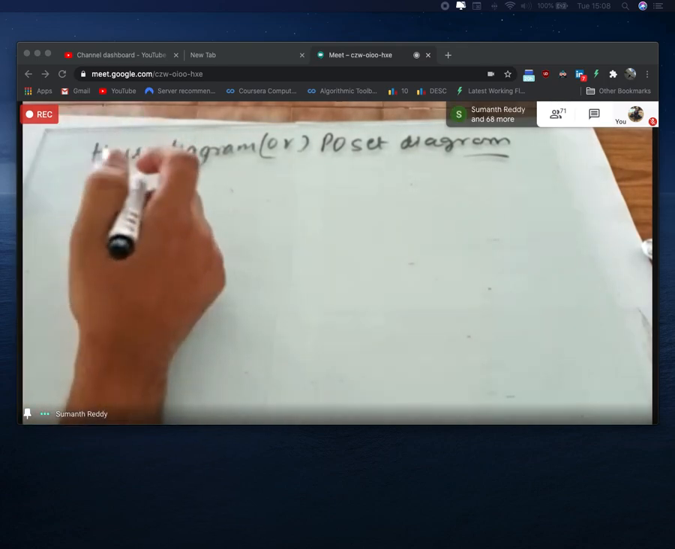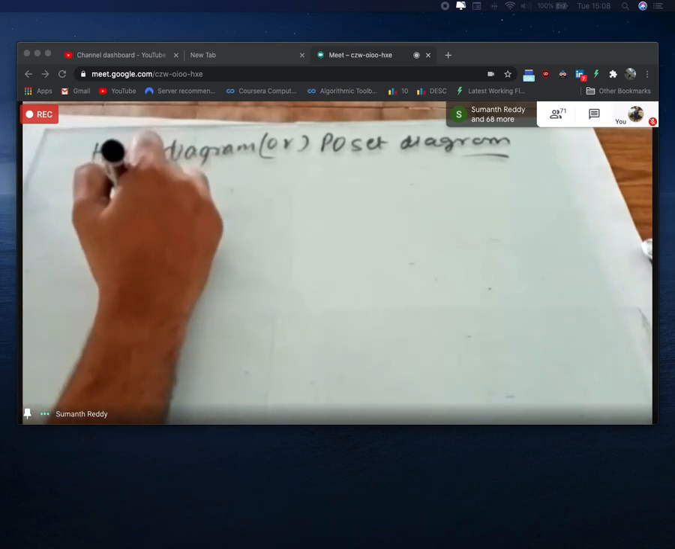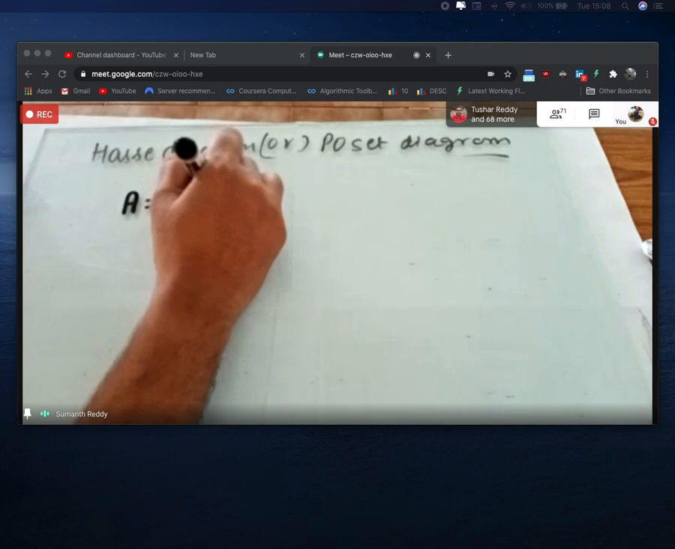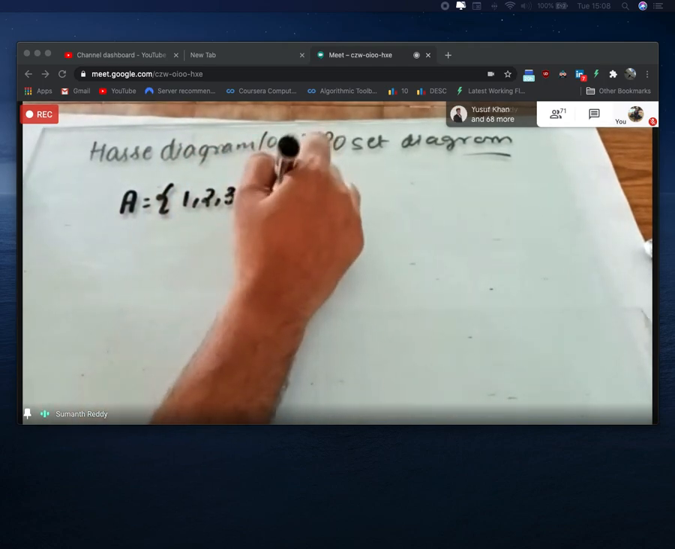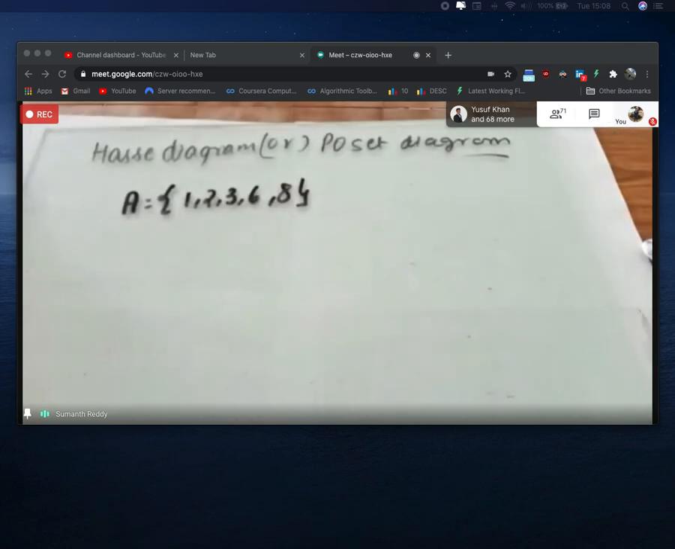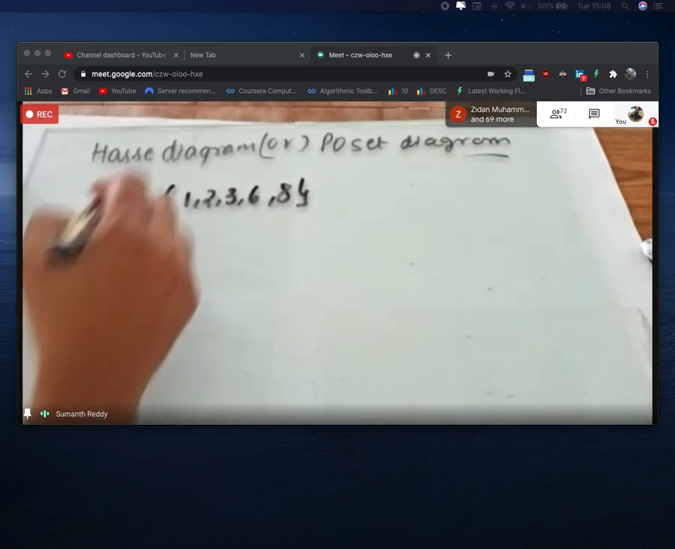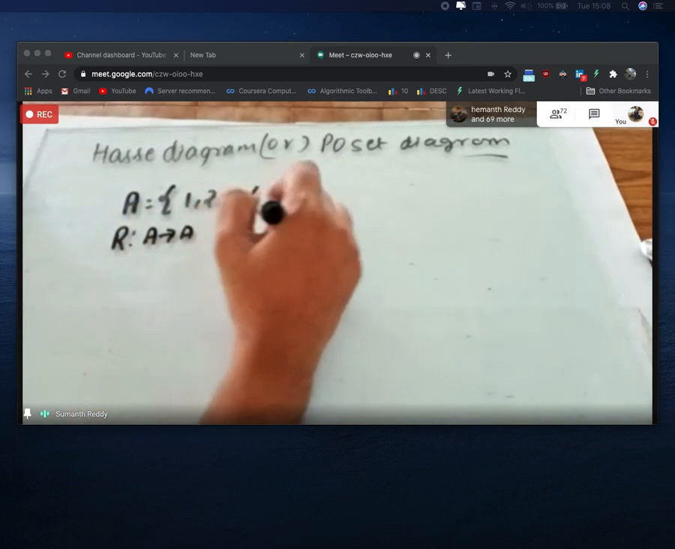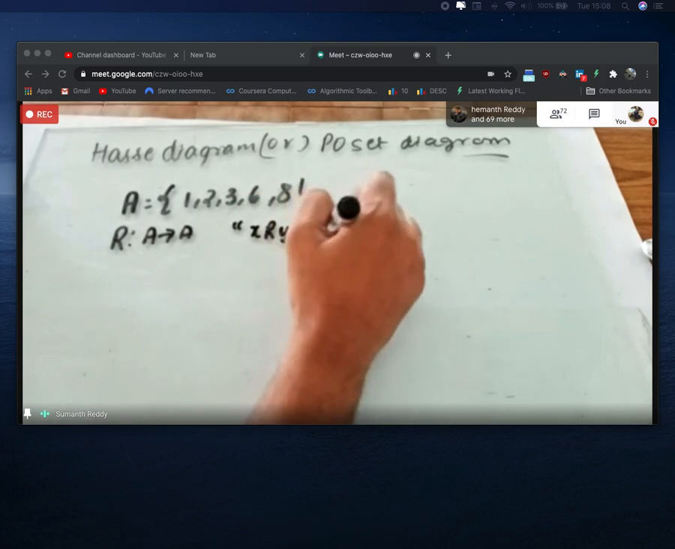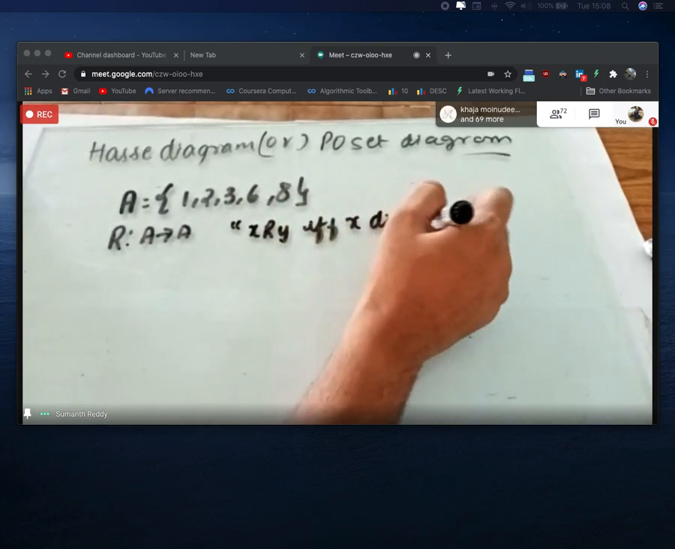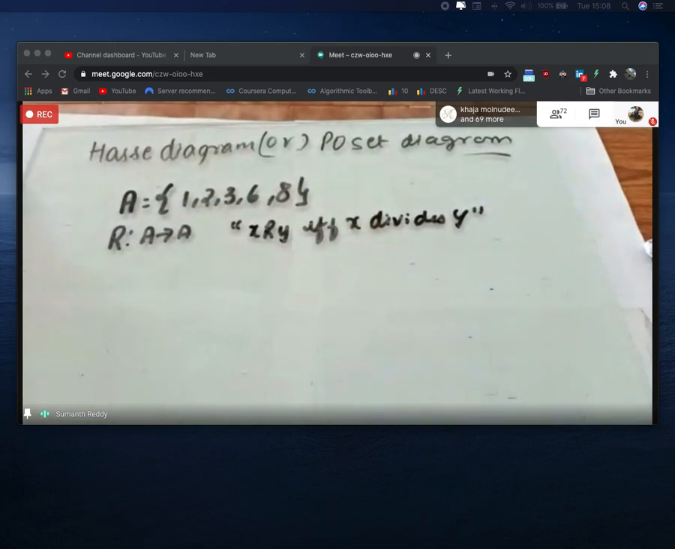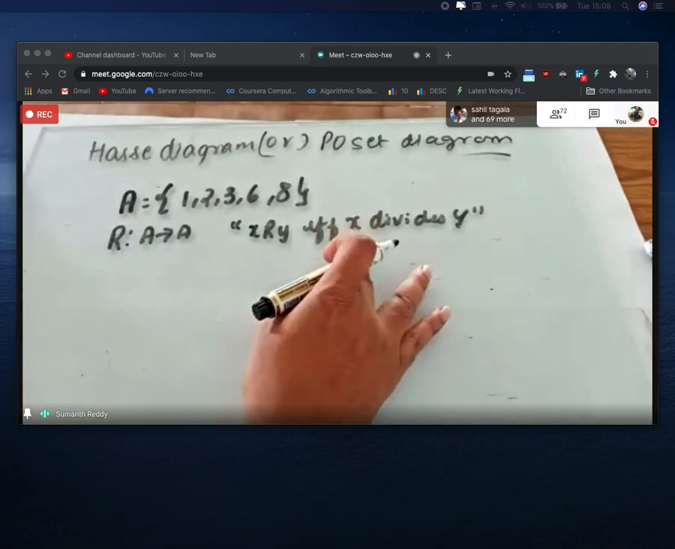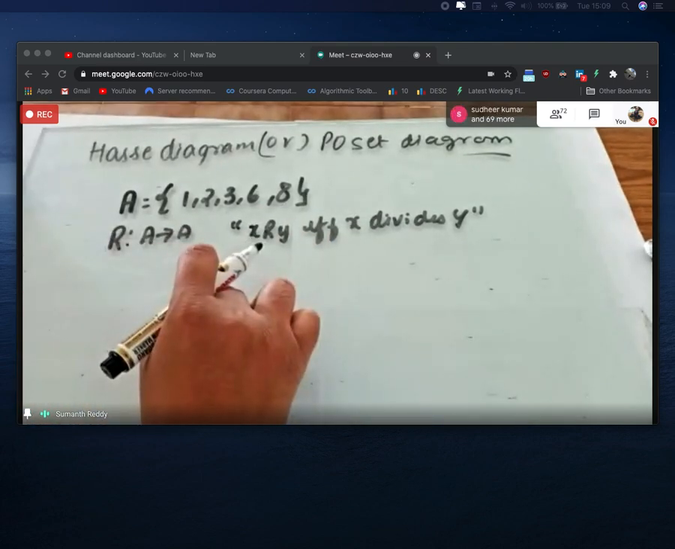So here is the question. Let A be the set which contains the elements 1, 2, 3, 6, and 8. And the relation is defined on set A, and the relation that he has defined is divisibility relation. That is, X is related to Y if and only if X divides Y. And students, almost 90% of the questions in case of the Poset diagram, partial order, will be on the divisibility relation only. So you should be able to write the relation for the divisibility.